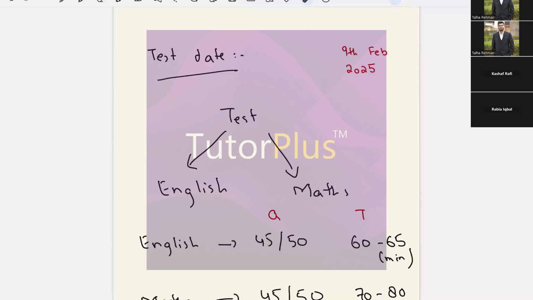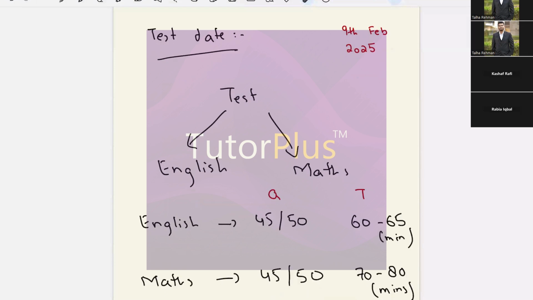We're starting off from the very basics. Regardless of whether you have taken the IBA test before or not, I'll walk you guys through the very basics. And then whatever queries you may have, you can ask me either during the class or at the end of the session as well.